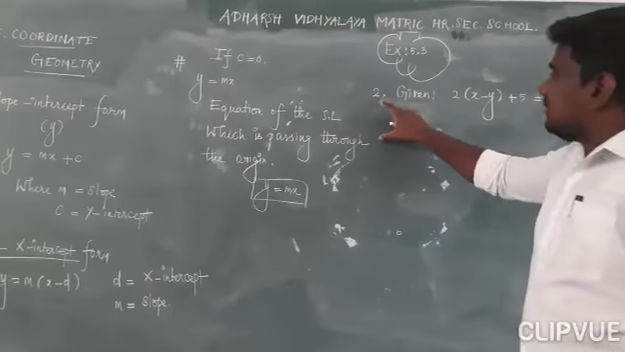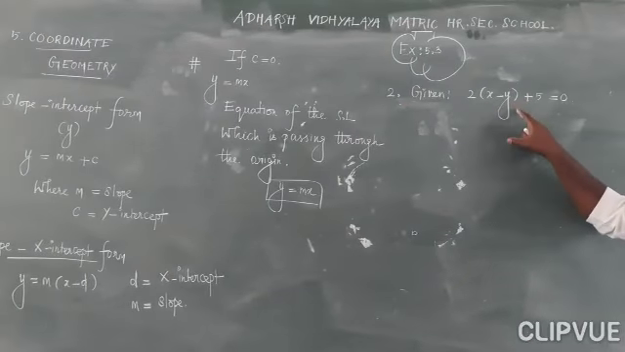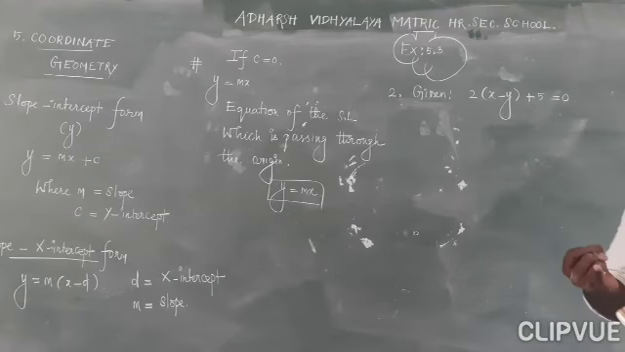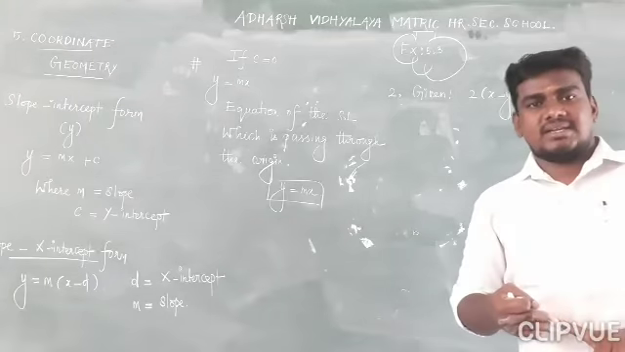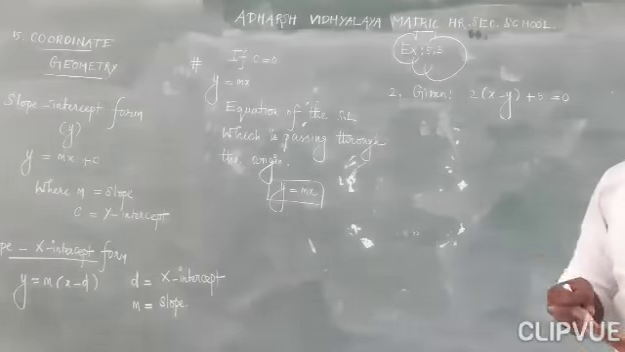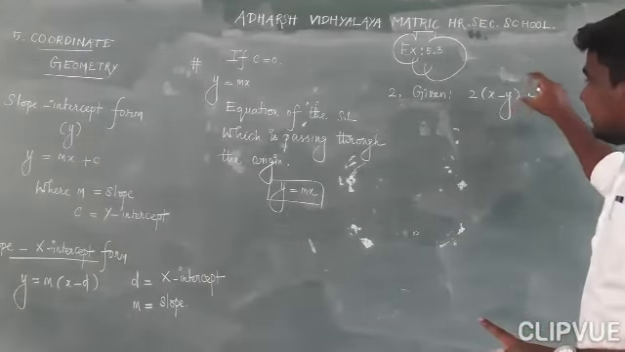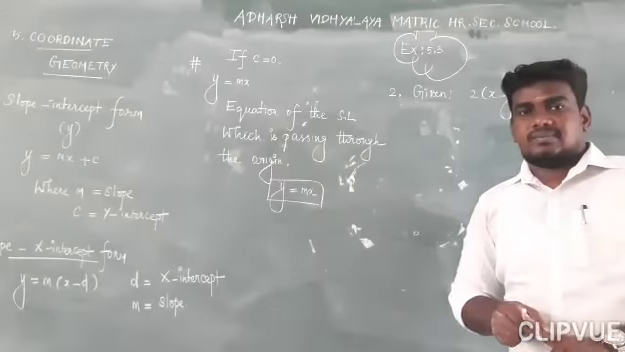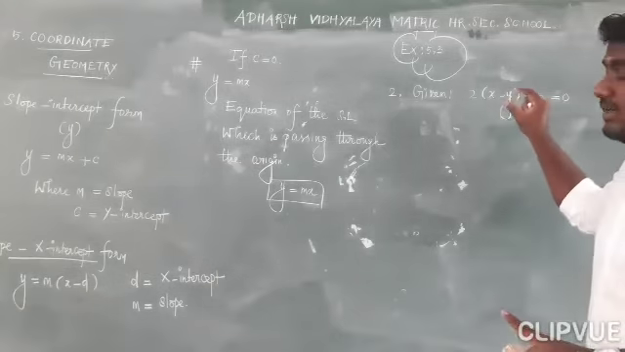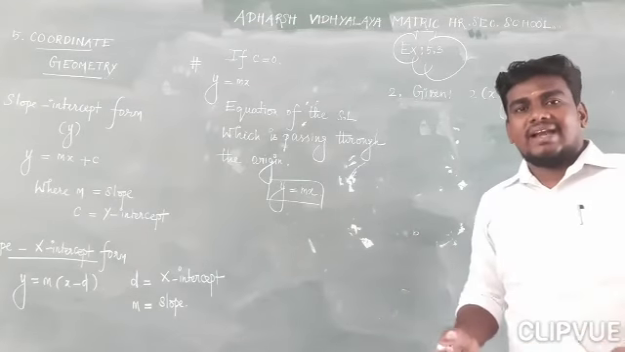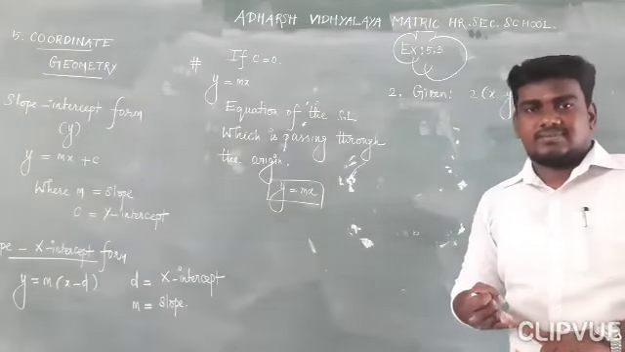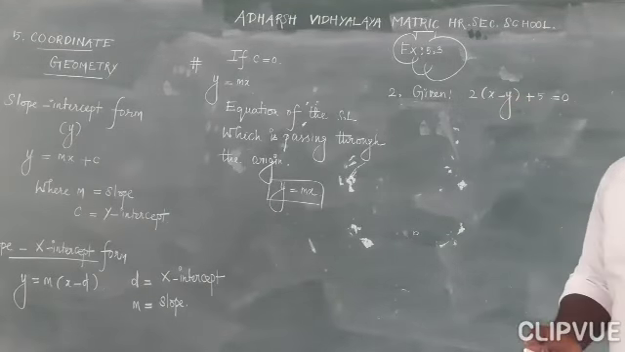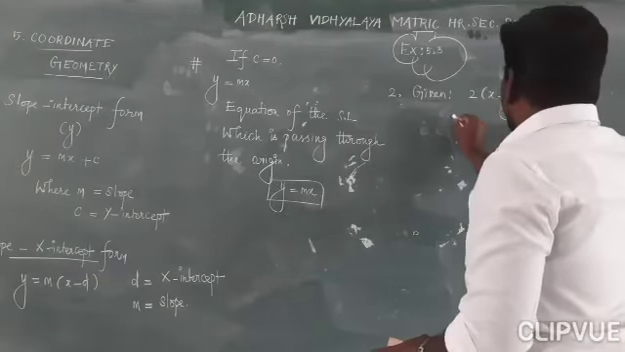First, question number 2, given 2x minus y plus 5 is equal to 0. This is the given equation. Here we are going to find the slope, the angle of inclination and the y-intercept. So how can we find it? First we write the given equation in the form of y is equal to mx plus c. If you write it in the y equal to mx plus c form, you can identify what m is and what c is. So first I am going to write it in the form of y equal to mx plus c. Simplify it.